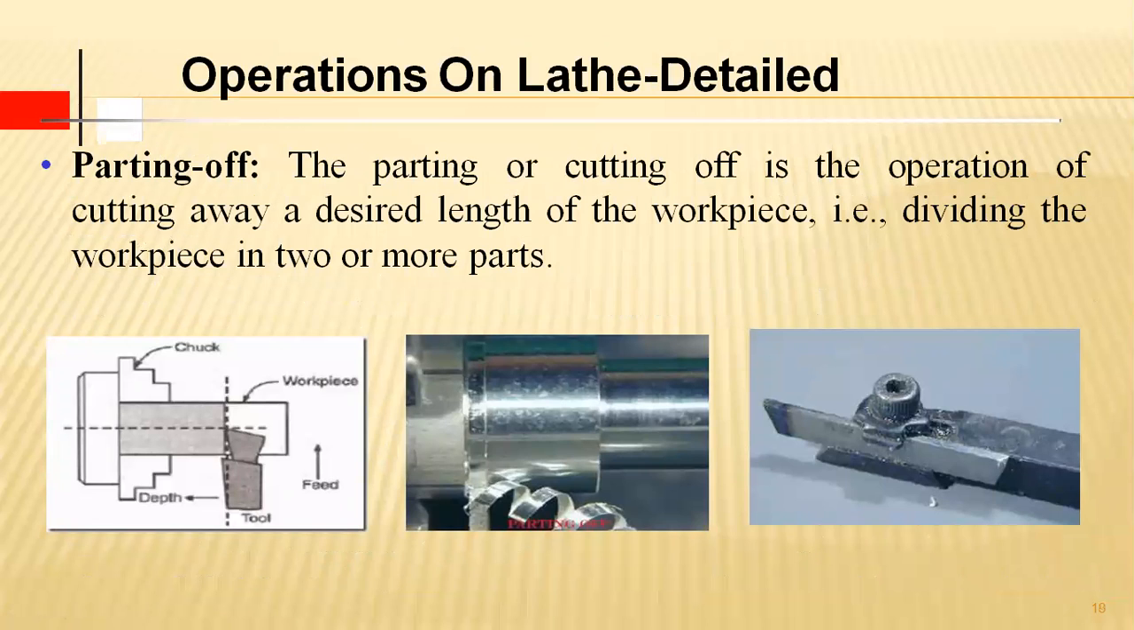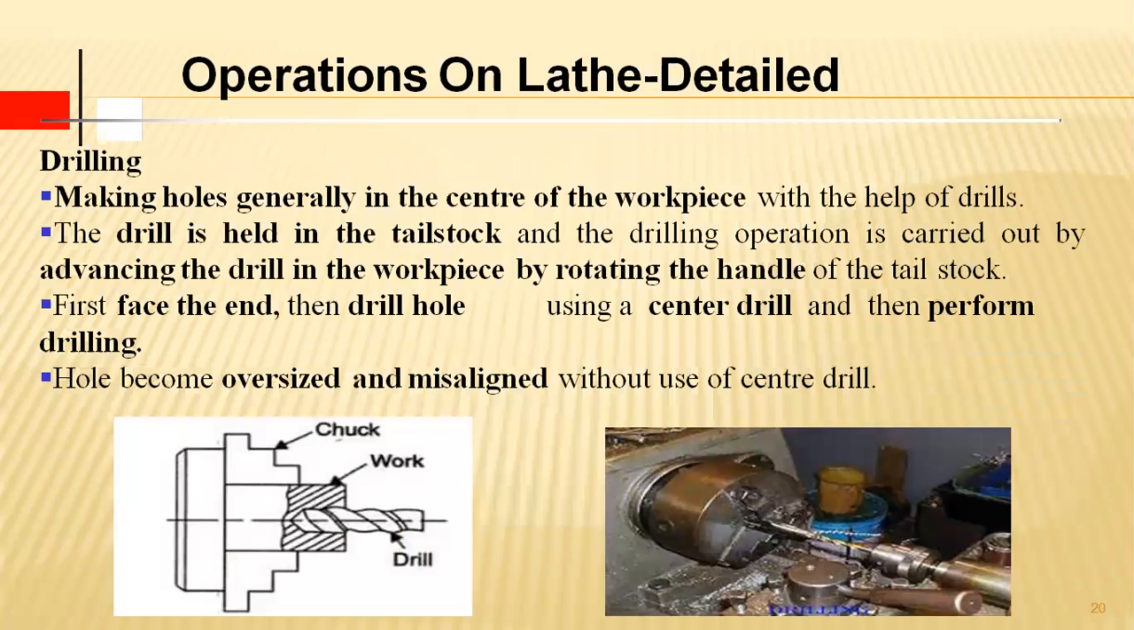Parting off, or as we nominally call it, cut-off conditions, is obtained by the operation of cutting away a desired length of the workpiece. You need to have a cut up to a particular length, that is, dividing the work part into two or more parts. Nominally, step cutting is maintained and cutting compensation is applied, breaking it into the different slices that we require to a particular length upon deviation over the major bar.